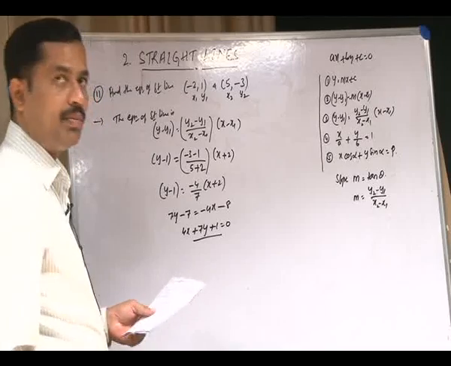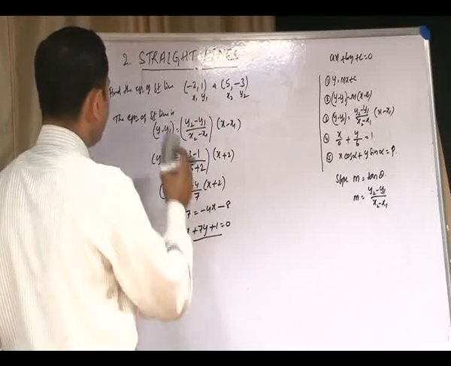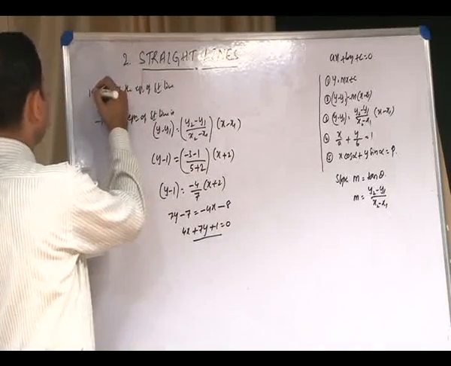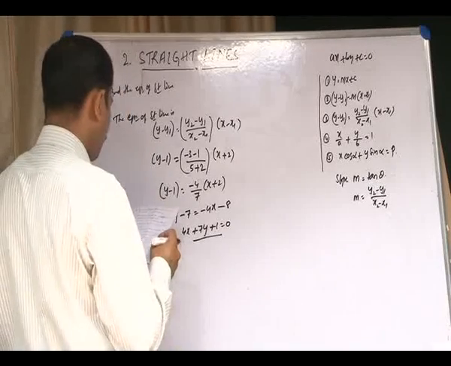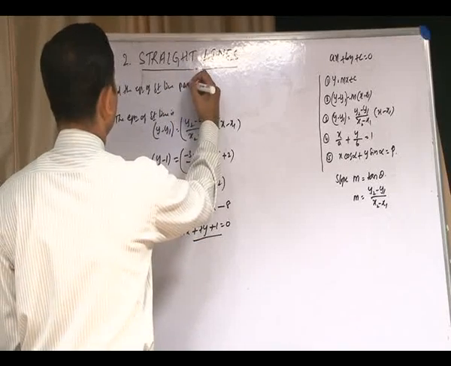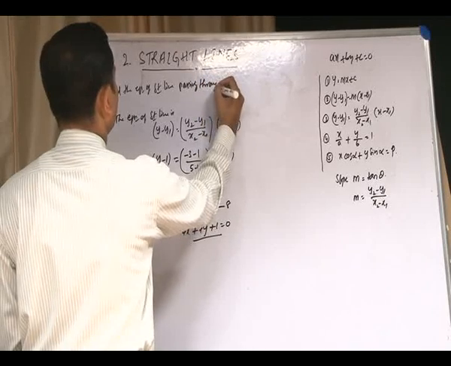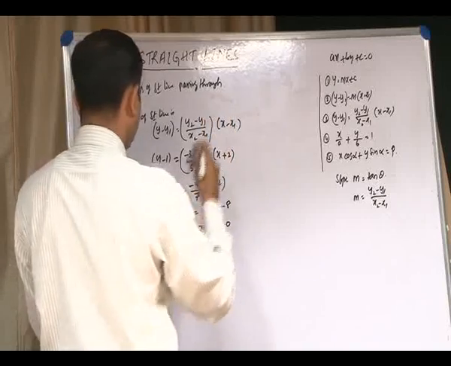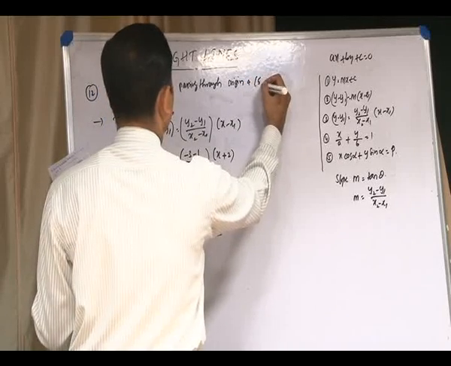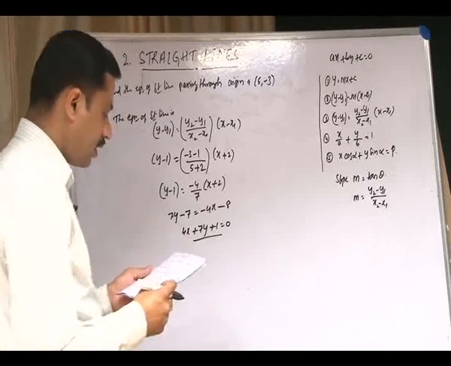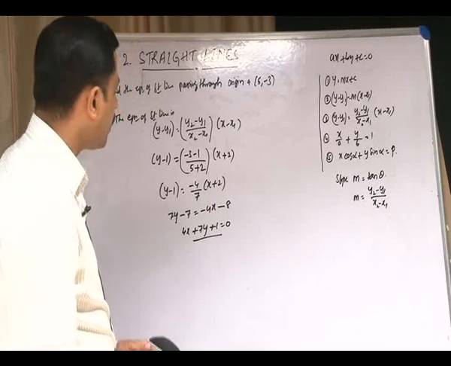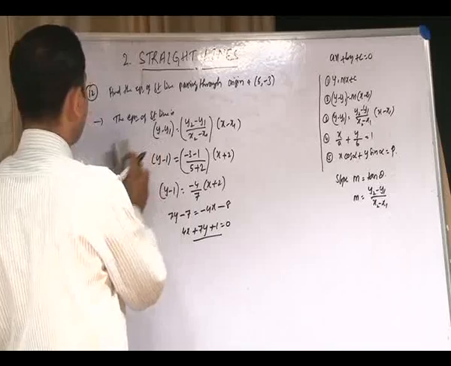Similarly, next problem. Find the equation of straight line passing through origin and 5, -3. So here I have to find the equation of the straight line, and that line is passing through origin and another point 5, -3.